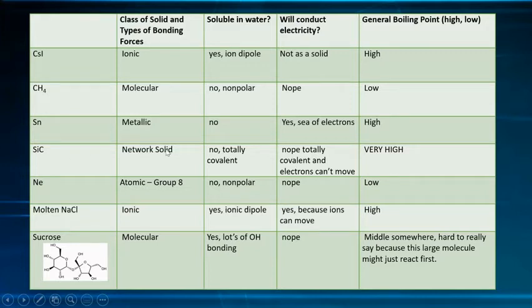SiC is one of those network solids where they're all covalently bonded together. It would not conduct electricity because everything's stuck inside the covalent bonds. And covalent bonds are hard to break, so its boiling point would be insanely high.